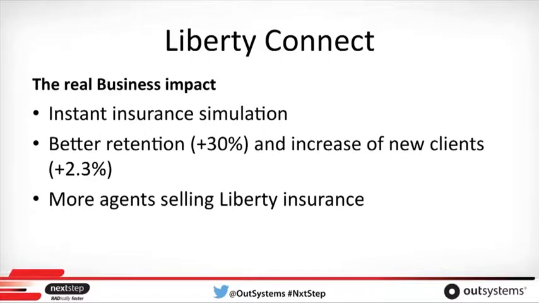Finally, they do have more agents selling Liberty Insurance. Why? Because the agents now love this application. And it makes their life so much easier that they would rather sell Liberty Insurance than any other company. Because the other companies still have to go through all of the process. And this one is instantaneous.